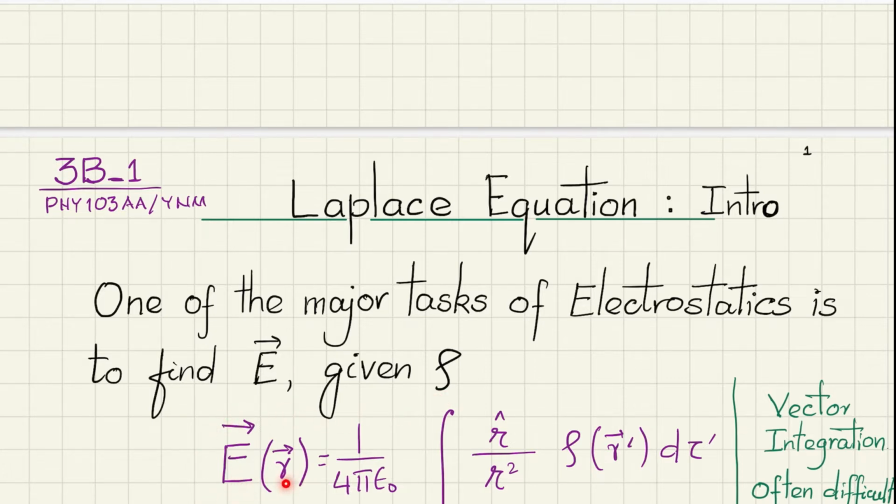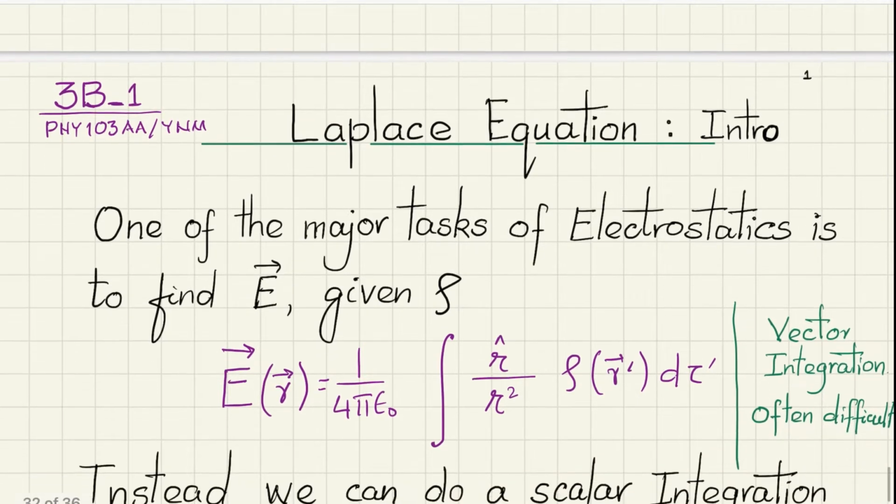E at any point R vector, the position vector, we get 1 by 4 pi epsilon naught integral of r hat by r square. This is the distance to the field point from the source point, and this is the source distribution in the volume. Now this is a vector integration because of the presence of r hat, and often that is extremely intractable and difficult.